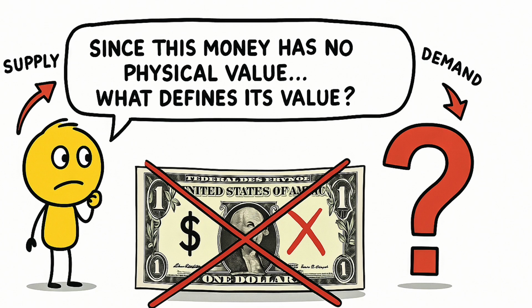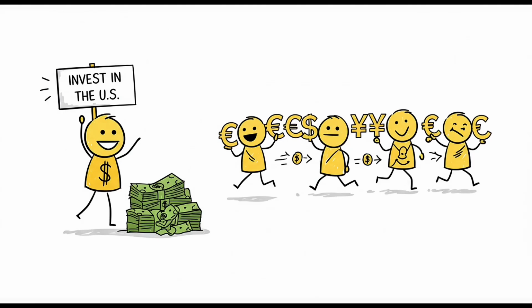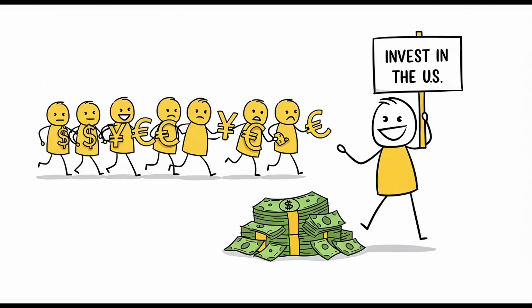The answer: supply and demand. If more people want that currency, for example, the US dollar, it appreciates. Think of it this way. If a lot of people want dollars to do business or invest in the US, demand increases, and so does the value of the dollar.